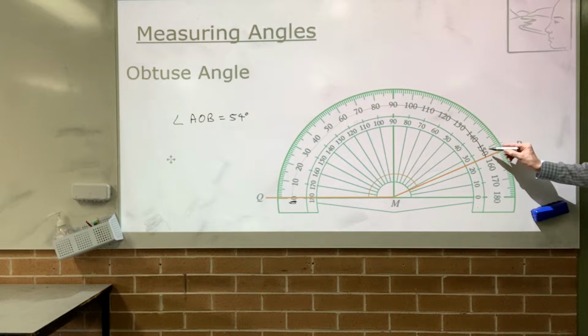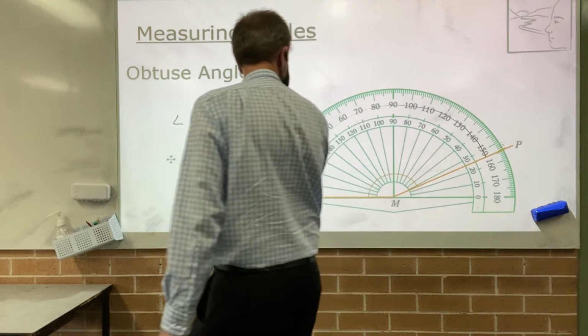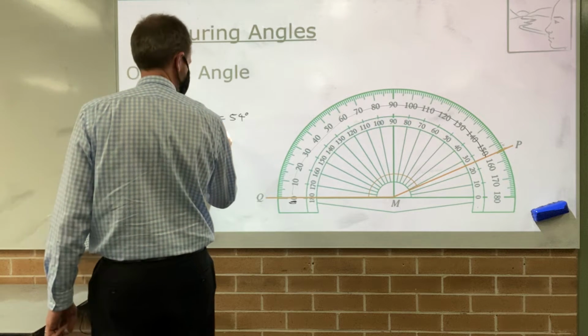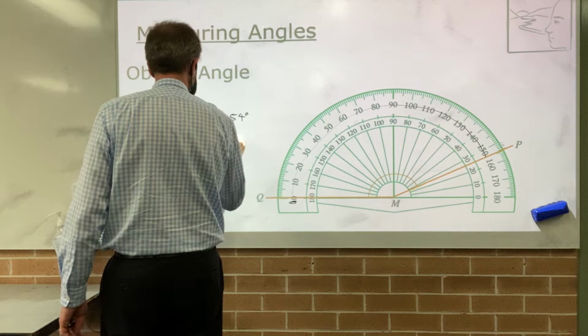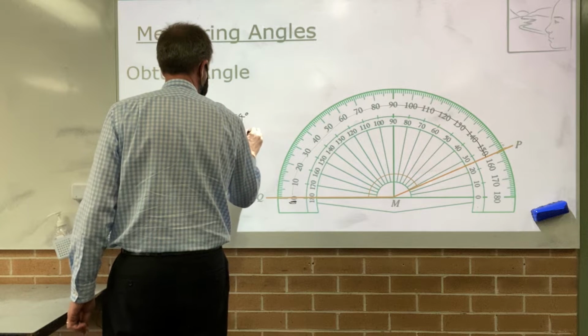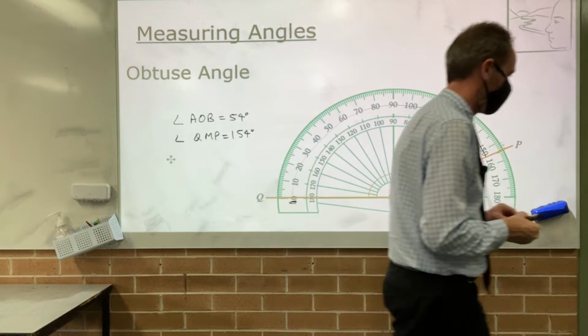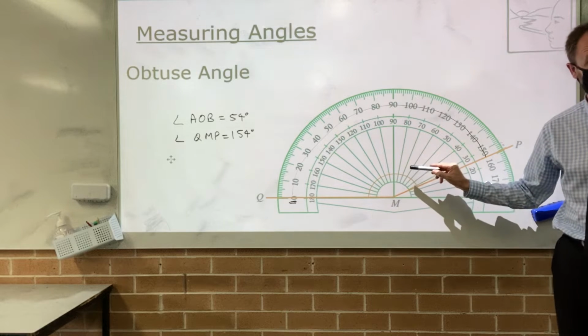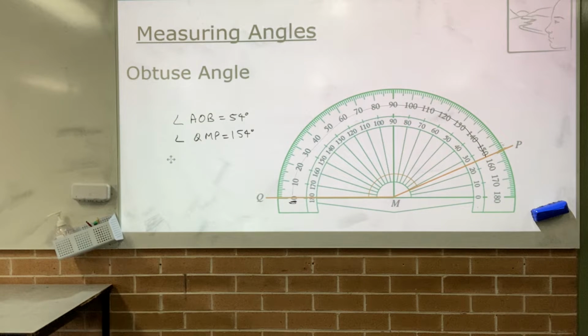So if I've got to 150, what does that make the size of my angle? Yeah, that's correct. So this time, angle, and I'll just put it over here, QMP equals 154 degrees. Remember, it's only going to 180, so it's actually quite different. But remember, that's an obtuse angle. It's more than 90.